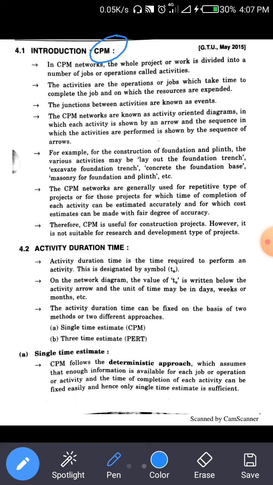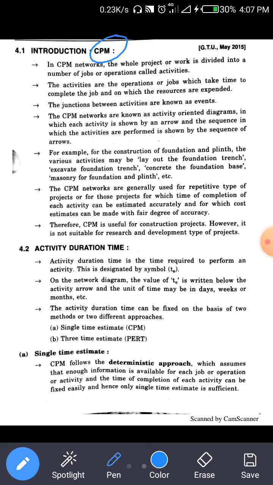The junction between activities is known as an event, and a CPM network is also known as an activity oriented diagram, in which an activity is shown by an arrow, and the sequence in which activities are performed is shown by the sequence of arrows. So activity A to B, B to C, C to D, D to E, etc. All the activities are dependent on or independent of each other, so there are parallel activities and continuous activities.